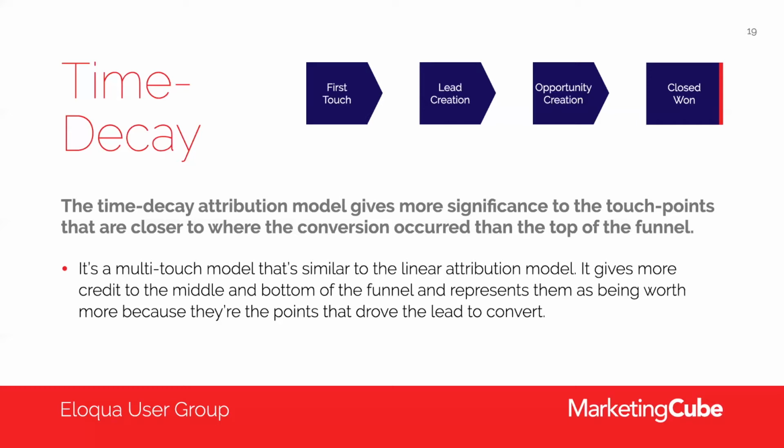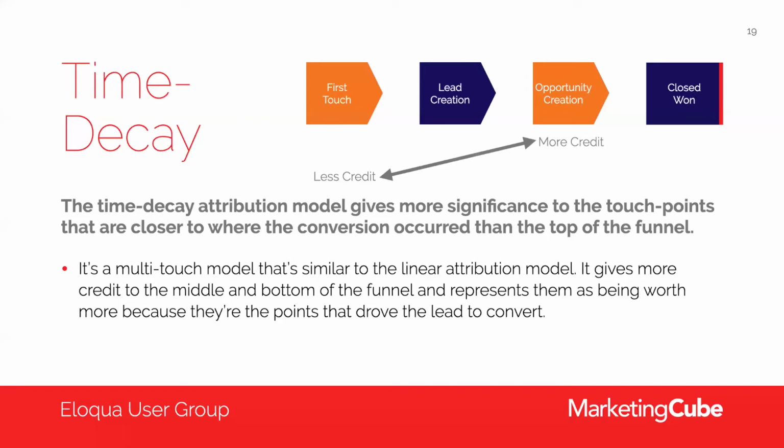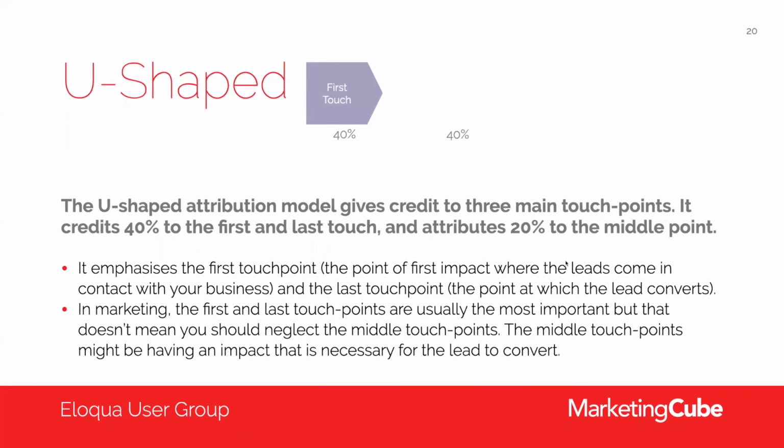Some of the cons, I suppose, from time decay is that devaluing the first touch might not always be the right thing to do, because depending on the circumstances, the first touch point may have played an important role in the conversion. So more thought process needed there. So these two focus on first touch, but then more credit is applied as you move towards the opportunity creation portion of the exercise.